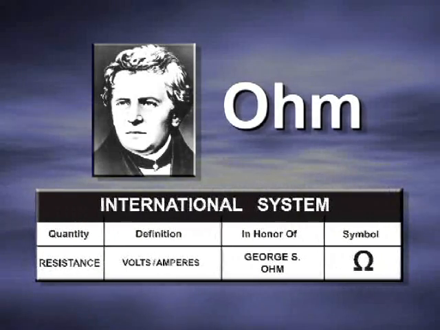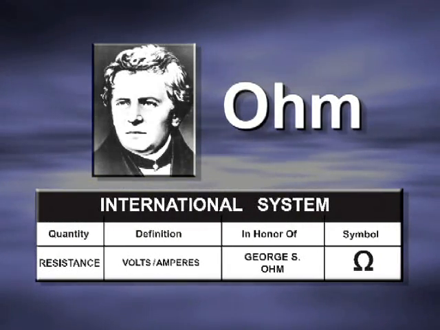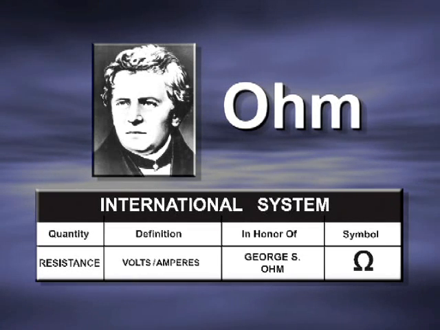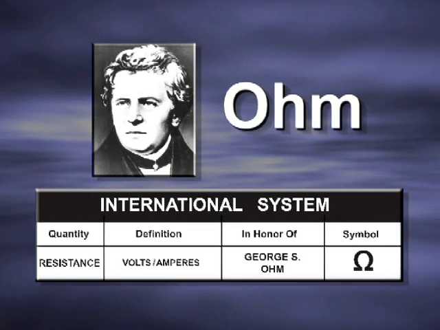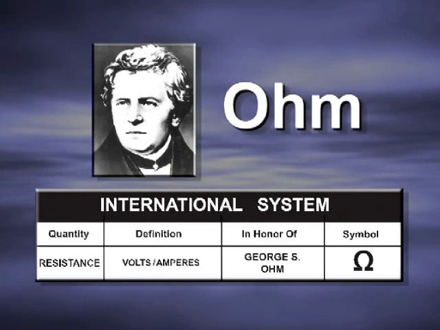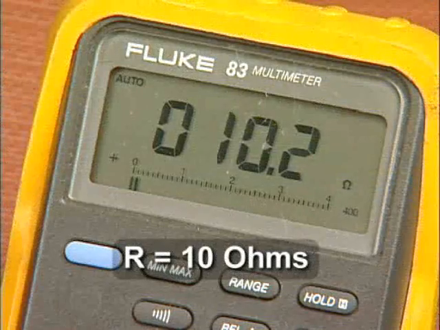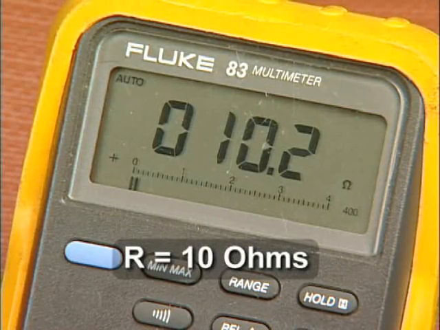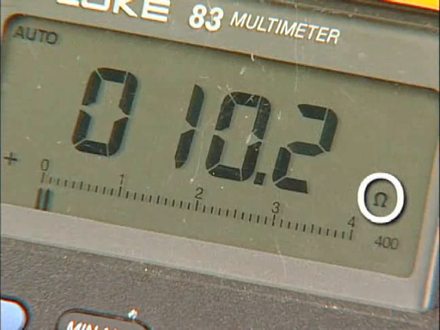The ohm is the unit of measurement of resistance. It's named in honor of the German scientist George S. Ohm. The Greek letter omega is the symbol rather than the capital letter O, which might be mistaken for a 0. Therefore, 10 ohms of resistance is written as R equals 10 ohms, with the Greek letter omega used as the symbol.